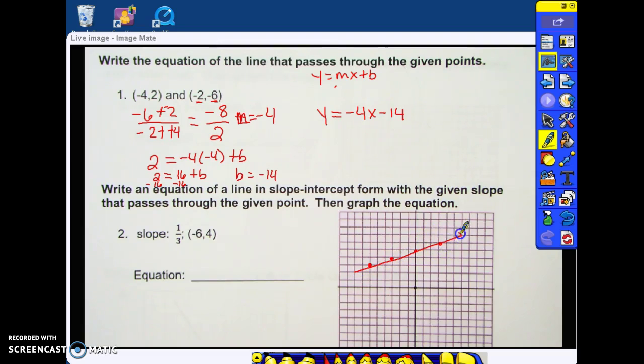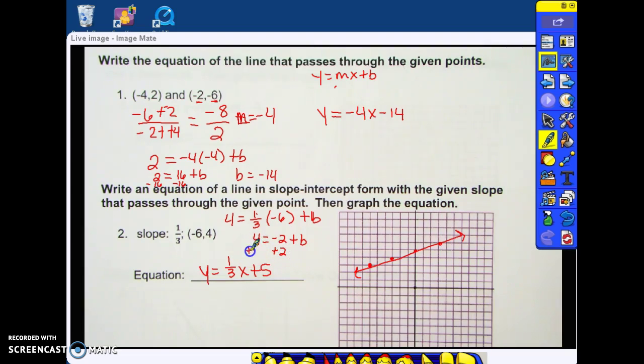I go up 1 to the right 3, up 1 to the right 3. This is my equation. And that passes the y-axis at 1, 2, 3, 4, 5. So my equation is y equals 1/3 x plus 5. And you could check that by plugging all of this into y equals mx plus b. 4 equals 1/3 times -6 plus b. 1 times -6 is -6. -6 divided by 3 is -2.